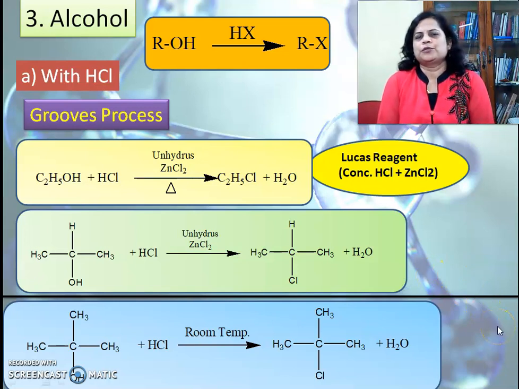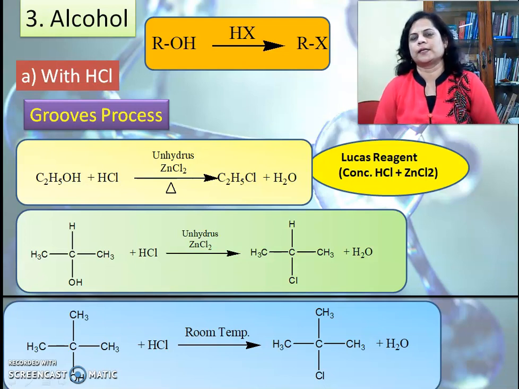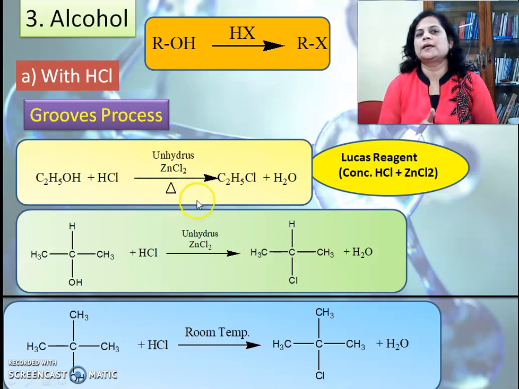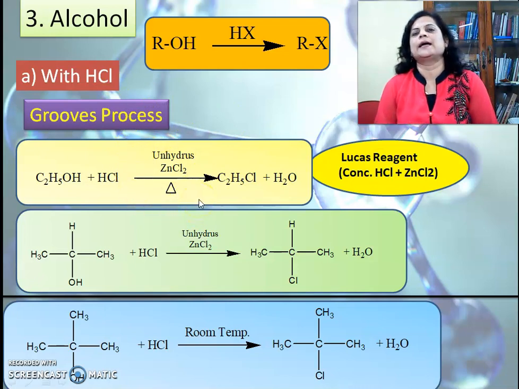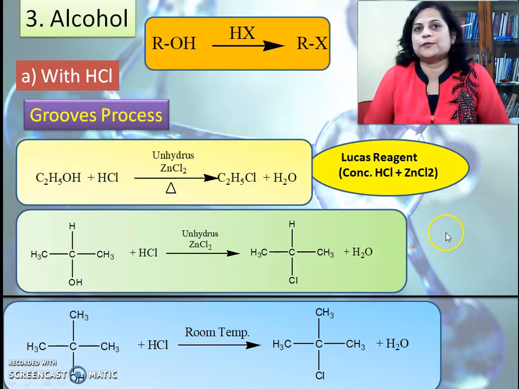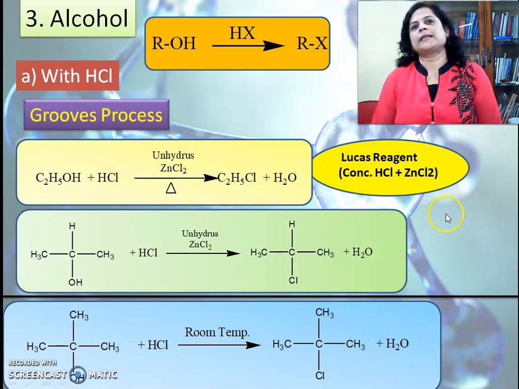When alcohols are used for the preparation of alkyl halide, they are used with hydrogen halides, that is HX. First, the reaction of alcohol with HCl. When primary, secondary and tertiary alcohols react with HCl, they form the respective chlorides, but the conditions are different. For the primary alcohol we require concentrated HCl and ZnCl2, and heating is also required. So they form ethyl chloride.